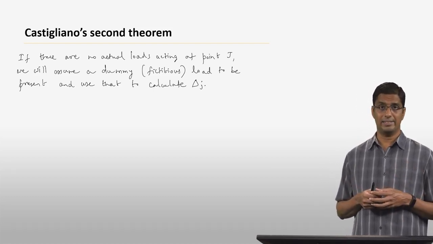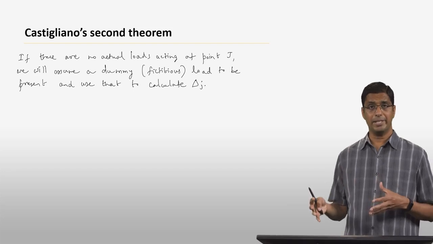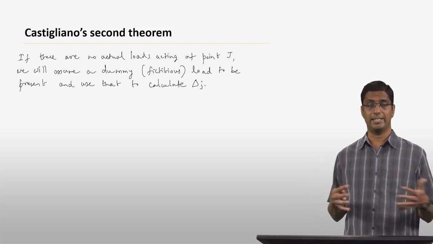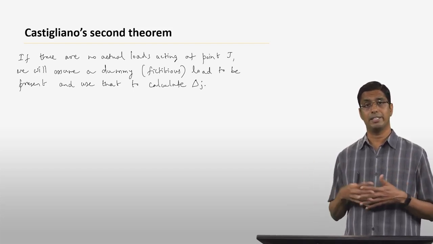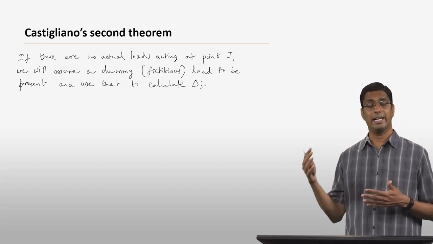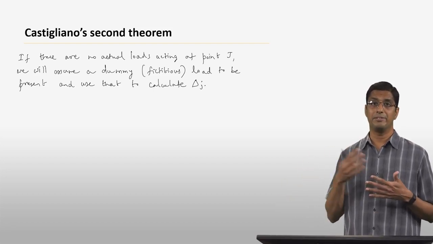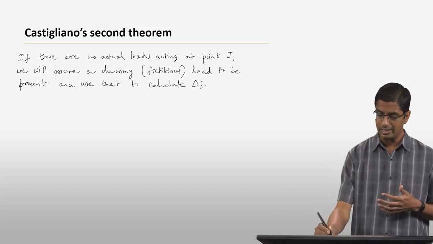What you end up doing in that case is that you assume a dummy or a fictitious load to be acting at that point where you want to find the displacement, and essentially you can take the derivative of the strain energy with respect to that fictitious force. Okay? So let's just look at a simple example.